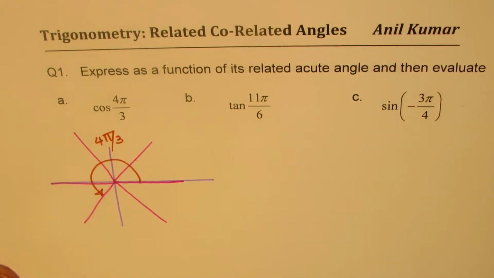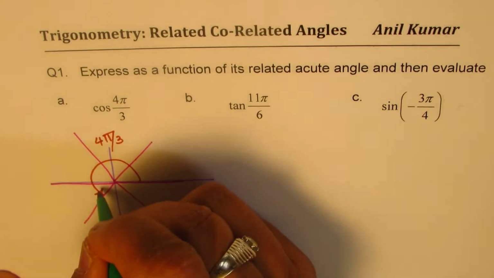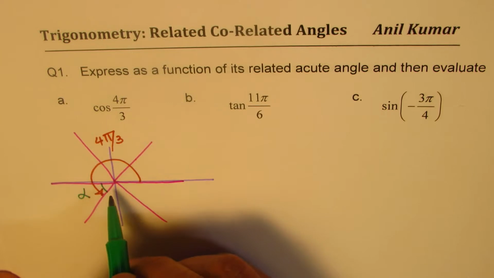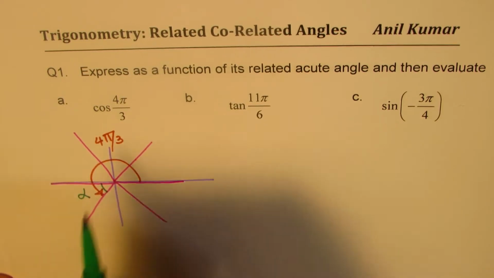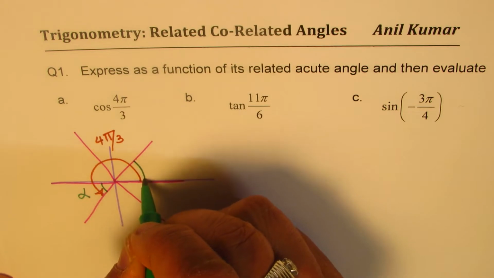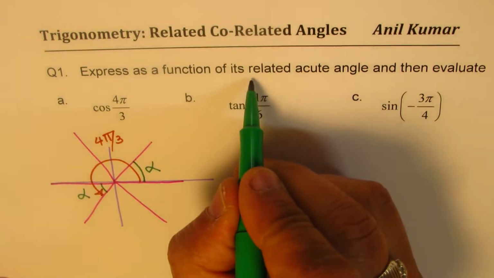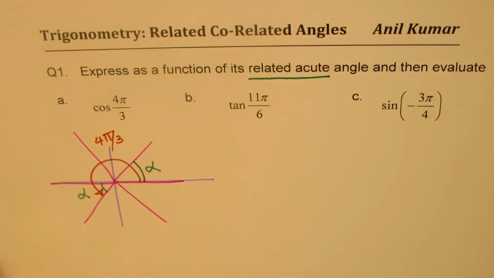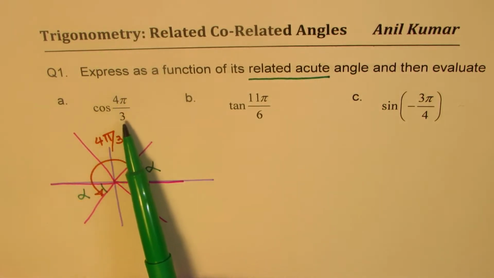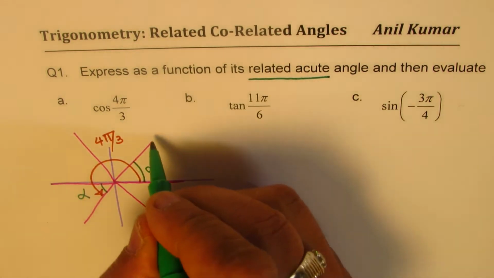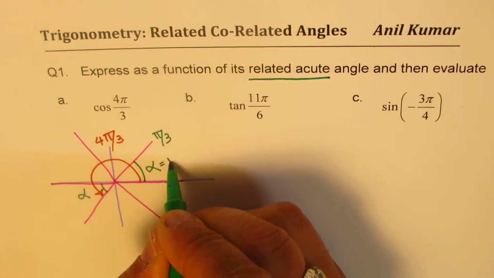Now, when we are saying related acute angle, then we want to write the value of this in terms of this angle alpha. That is the related acute angle, always between 0 to 90 degrees. Or you can say we're talking about this angle alpha, right? Vertically opposite angles, they're exactly the same. So this is what is our related acute angle. We want exactly the same value, but we want to replace the angle by alpha. Clearly from the sketch you can see that this is pi by 3, so alpha equals pi by 3.